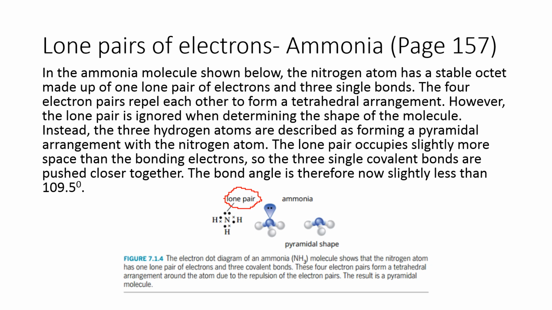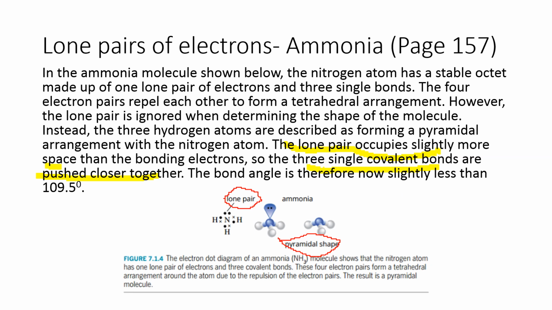According to valence electron pair repulsion theory, any valence electron wants to repel one another because they are of the similar charge. So as you can see here, ammonia, even though it's trying to achieve that tetrahedral shape, because it has the lone pair electron on the surface of nitrogen, eventually you get what we got here, which is known as pyramidal shape. And what this is trying to say here, and I highlight the top part, and this is very important, it says the lone pair occupies slightly more space than the bonding electrons so that the 3 single covalent bonds are pushed closer together.